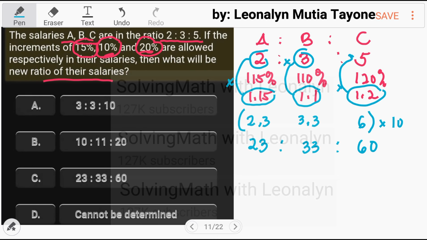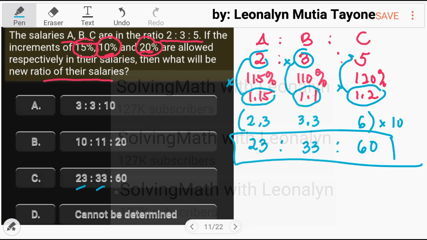Malist pa ba natin yan? Mahanapan ba natin yan ng greatest common factor para malist? Hindi na. So therefore, yan na yung sagot. 23 is to 33 is to 60.